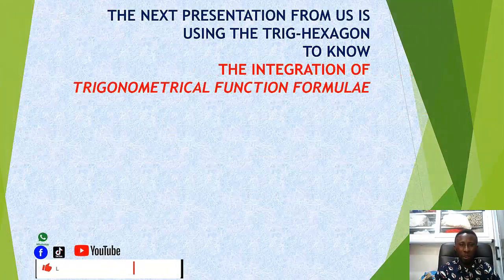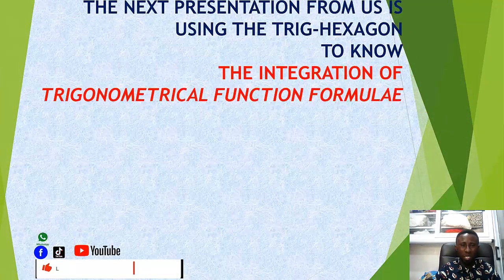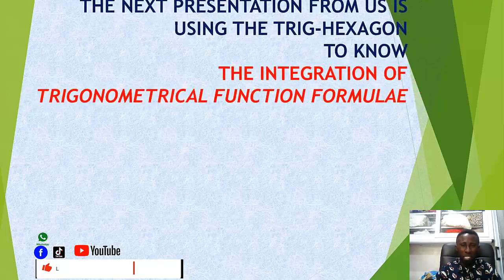The next presentation from us is using the trig hexagon to know the integration of trig function formulae.